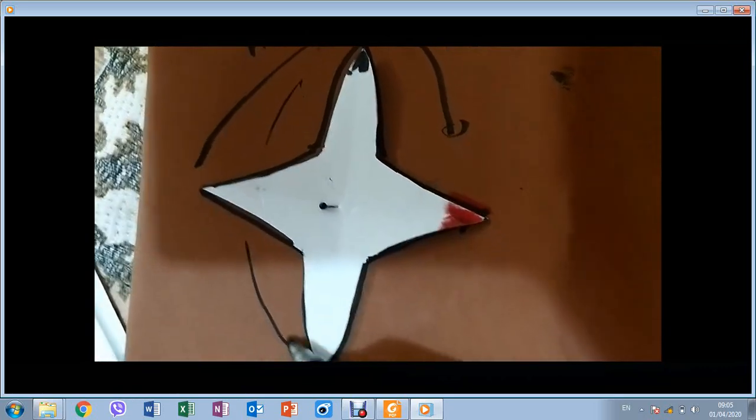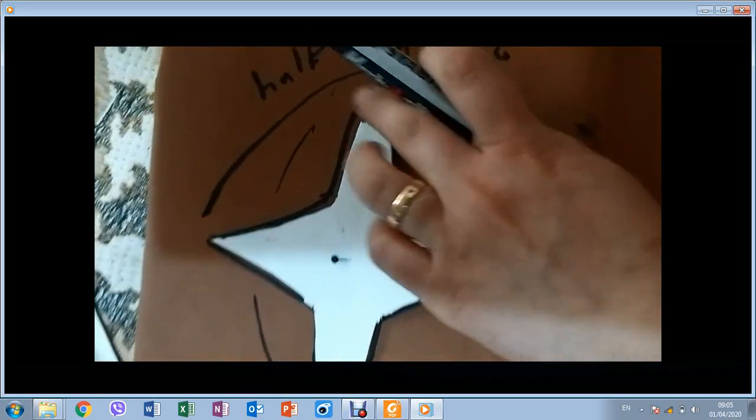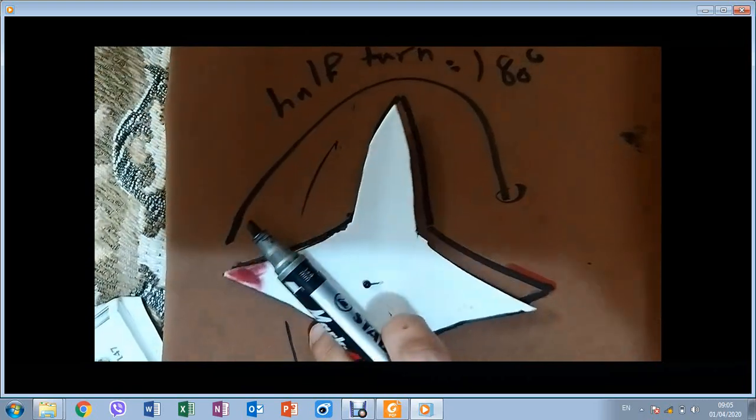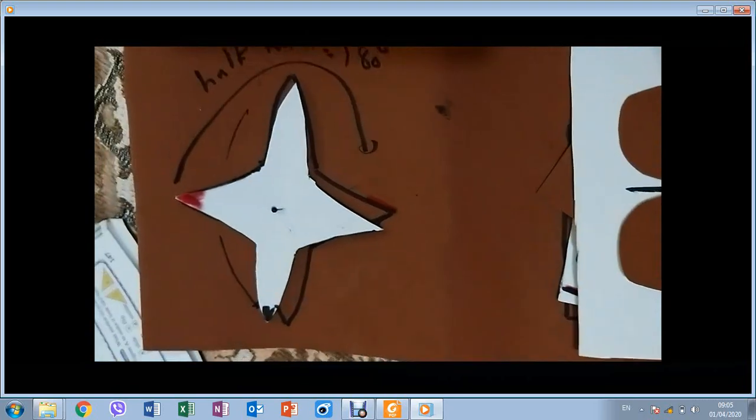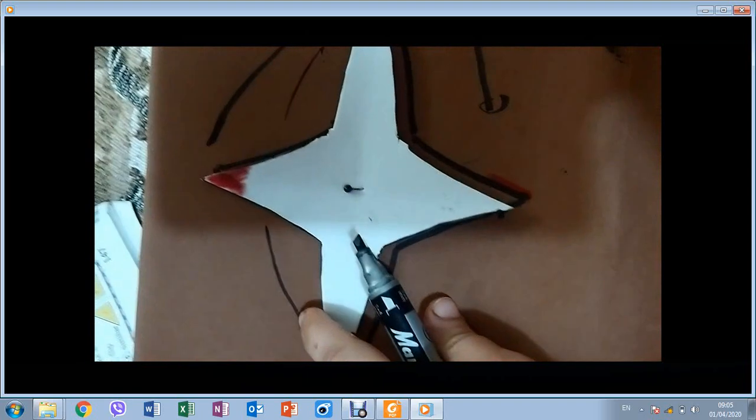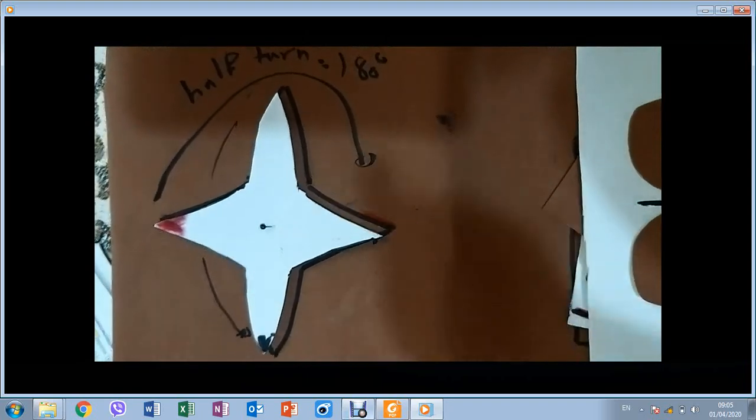So this is called rotational symmetry, or turning from top to bottom. Look at the black corner there. We rotated from top to bottom. Look, it's the same. The shape doesn't change. So this is called rotational symmetry.